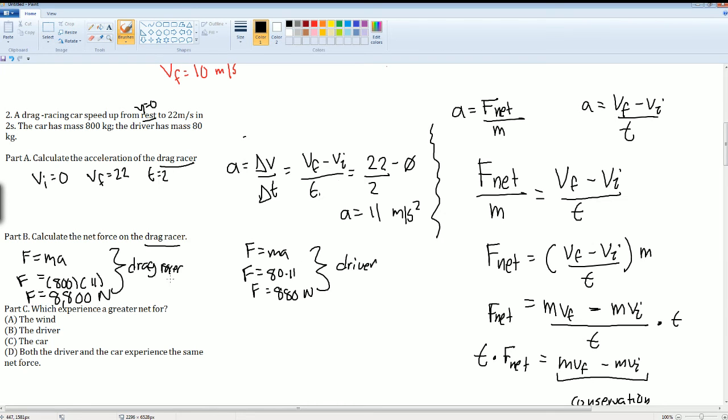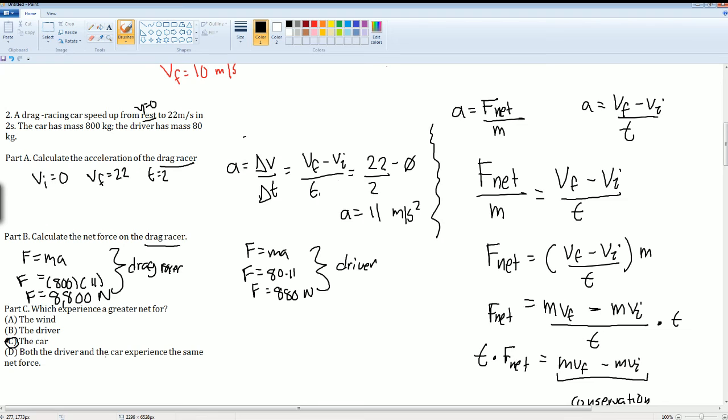So there is more force acting on the drag race car than on the driver, right? So which experiences a greater force? The wind? No. The driver? No. The car would be experiencing it. Okay. The driver and the car experience the same net force.